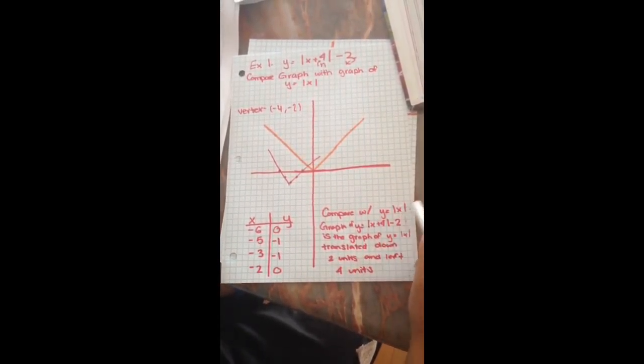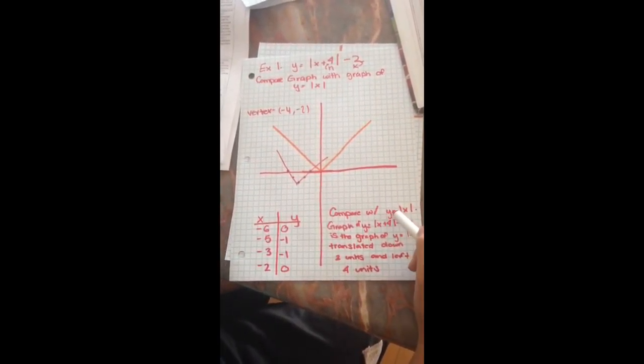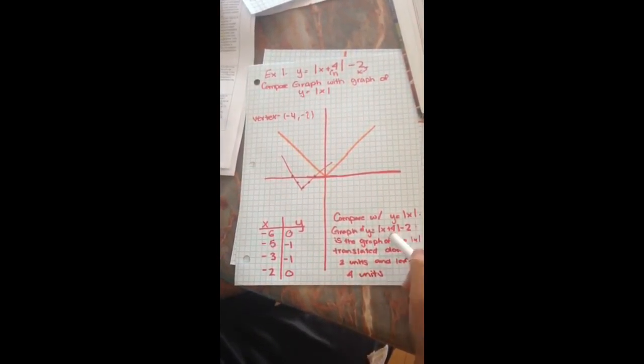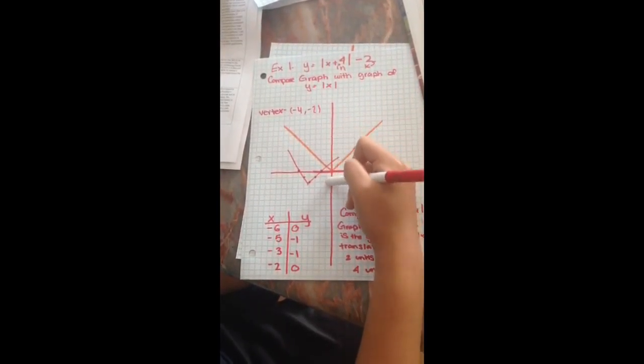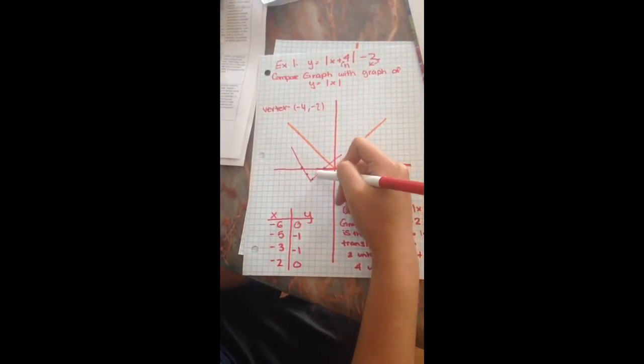Oh, I messed up. Compare with y equals absolute value of x. The graph of y equals absolute value of x plus 4, minus 2, is the graph of y equals absolute value of x translated down 2 units and left 4 units. So 2 units, 1, 2, and 1, 2, 3, 4.